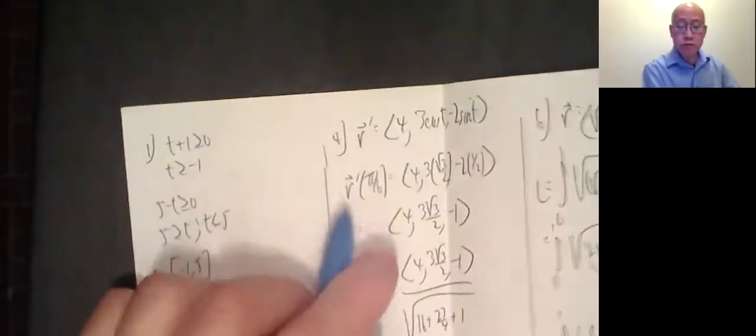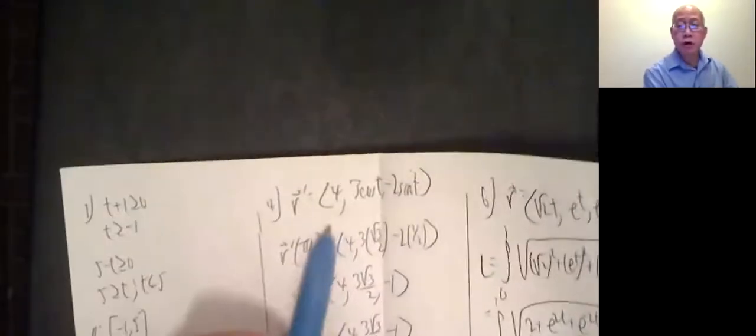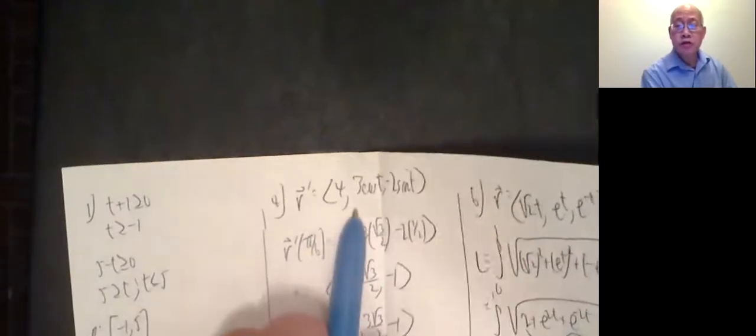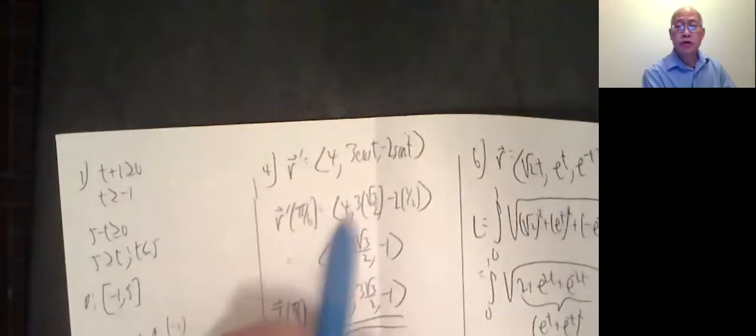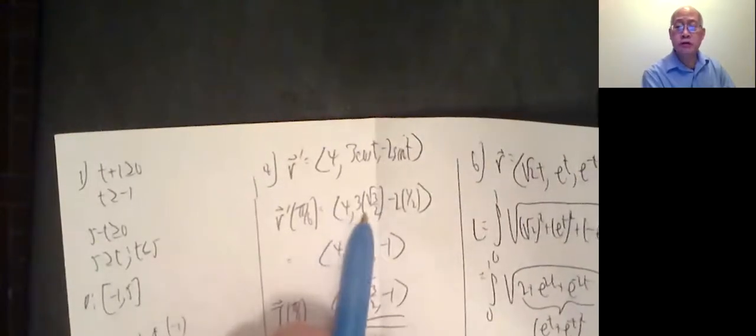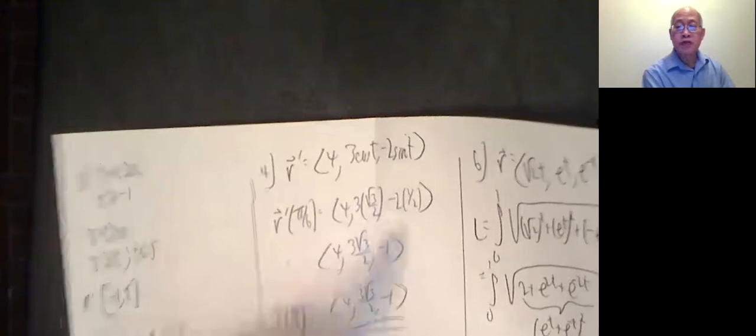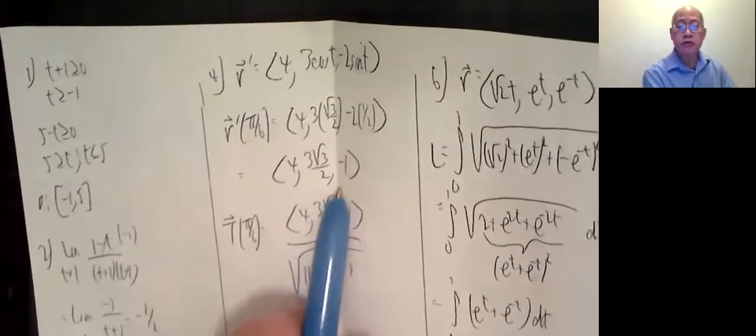Number 4, find the unit tangent vector. So r prime is 4, 3 cosine t, -2 sine t. Plug in pi over 6. 4, 3 times cosine of pi over 6, which is radical 3 over 2, and -2 sine of pi over 6, which is 1/2. So the tangent vector is 4, 3 radical 3 over 2, -1.